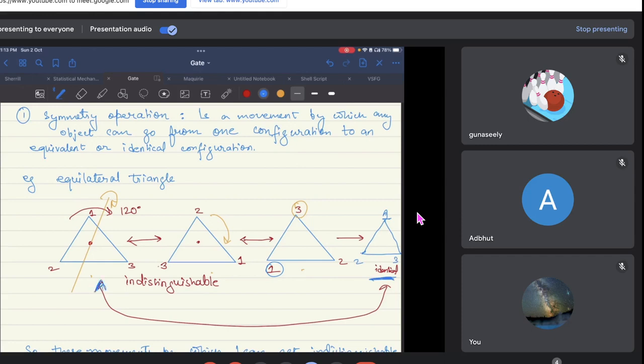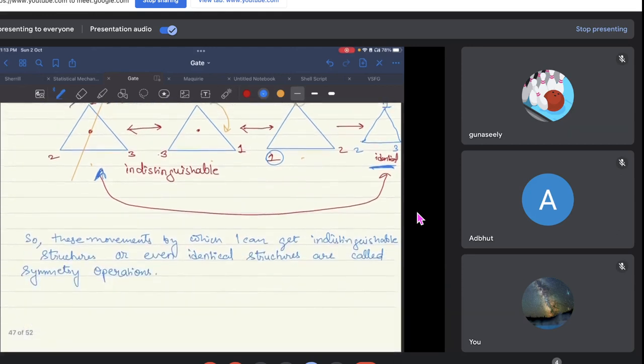So this is the example with the equilateral triangle. You can understand and apply it to any molecule. These movements by which I can get indistinguishable structures or even identical structures are called the symmetry operations.